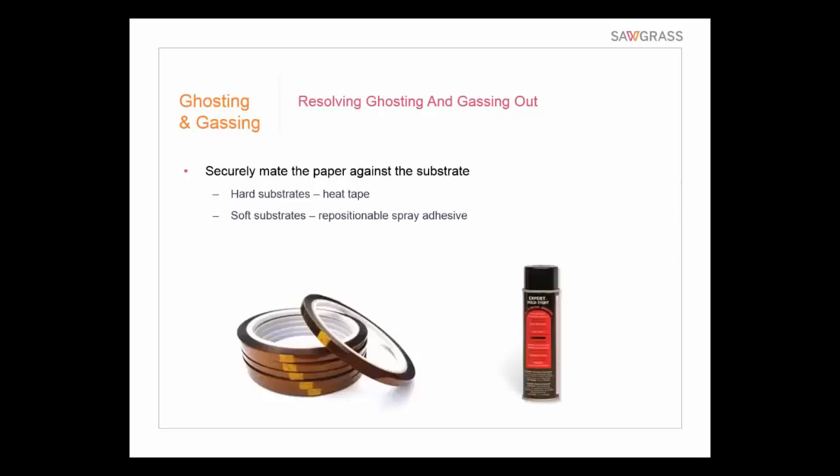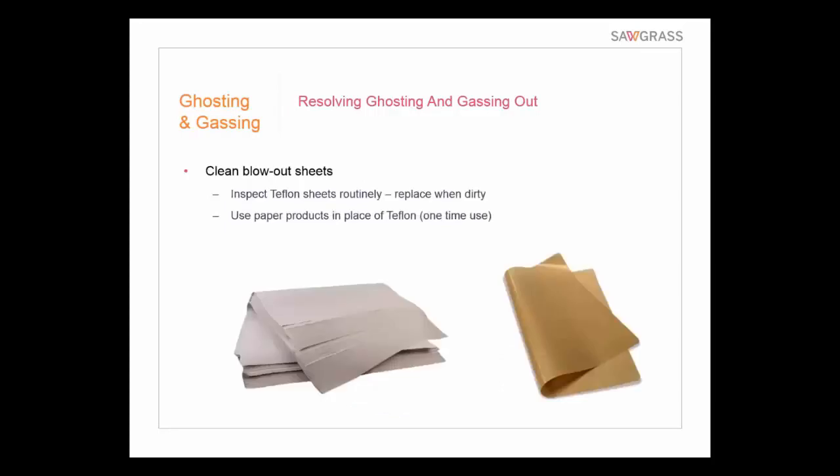So we want to make sure of that. But here's how we really want to resolve it, okay? And that is to secure the transfer to the substrate. And we do that one of 2 ways. We either use the heat tape, usually for hard substrates, or we can use a repositionable spray adhesive that's usually for soft substrates, okay? And I'll give you an actual number of one that I really like a little bit further into the presentation. But this is what we want to do, is secure that transfer onto the substrate, okay? And then always use clean blowout sheets. Those are the 2 key things to do. Secure it, that way it's not going to shift anyway, and then make sure our blowout sheets are clean or they're being replaced routinely.